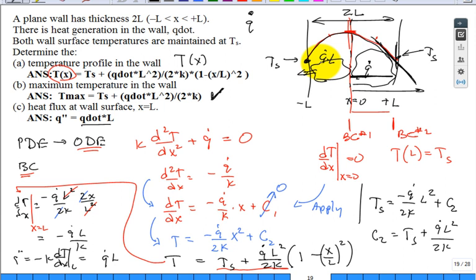Is that okay? You ready for a harder problem?